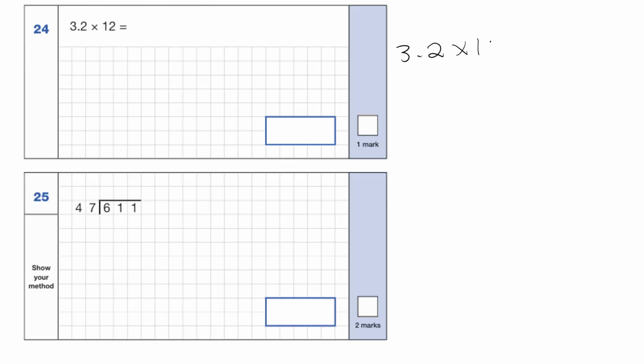3.2 times 12. Really easy. Just break it up. 3.2 times 10 and then 3.2 times 2. It's a lot easier. So that's 32. 3.2 times 2, so it would be 6.4. 3 times 2 is 6, 0.2 times 2 is 0.4. So 6.4. So that's 38.4.